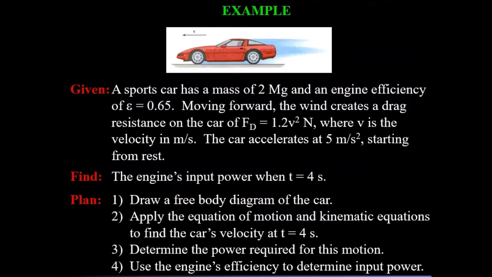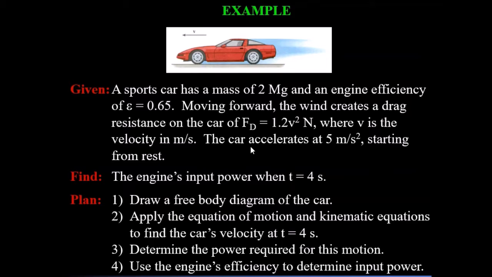So let's take a look at this car example here. We have a sports car that has a mass of 2 megagrams, and engine efficiency given to us is epsilon is equal to 0.65. Moving forward, the wind creates a drag resistance on the car given to us by F sub D is equal to 1.2 V squared N. So this is going to be relative to the velocity of the car. So V is the velocity in meters per second.